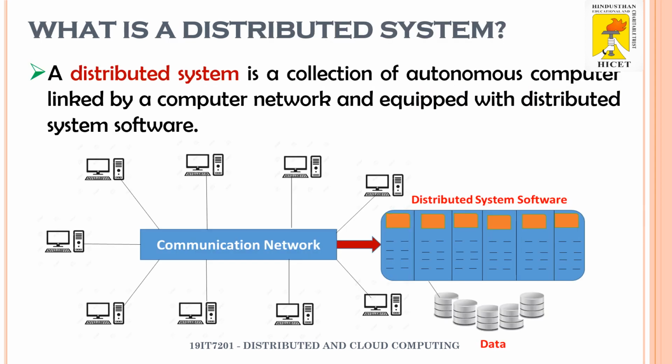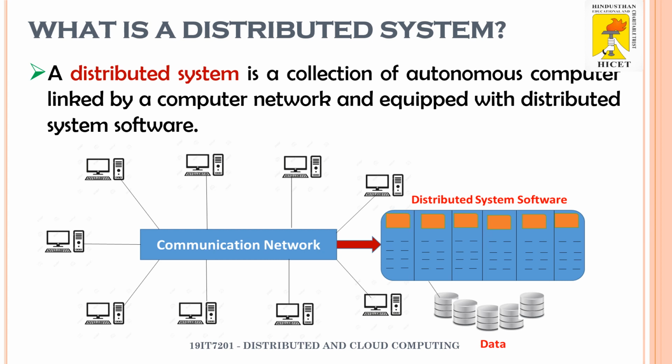What is a distributed system? A distributed system is a collection of autonomous computers. Autonomous computers, in the sense, independent computers linked by a computer network and equipped with the distributed system software. We know that the computer network may be a LAN or WAN. Through the LAN or WAN, a number of autonomous computers are connected with each other to achieve a common goal. That's the main thing about the distributed system. The main objective of the distributed system is generally to achieve performance, reliability, scalability, and sometimes fault tolerance. It may be compared with a single or a centralized system.